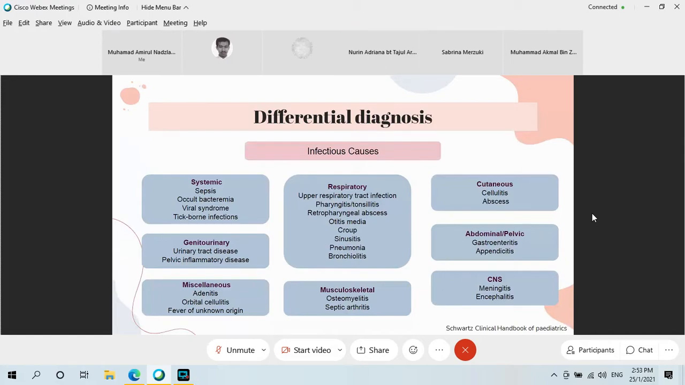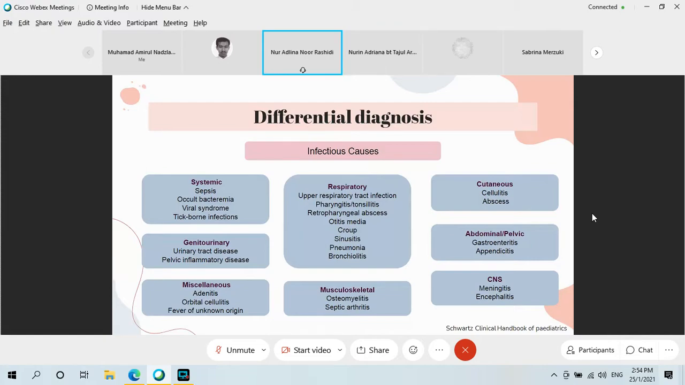Okay, next I will proceed to discuss the differential diagnosis when a child comes with fever. So we can think of any infection causes, for example, in the respiratory system. If the child comes with cough, sore throat, and runny nose, we can think of URTI, upper respiratory tract infection. And then if there is some pain in swallowing, we can think of pharyngitis.